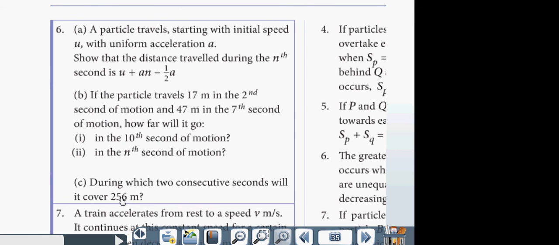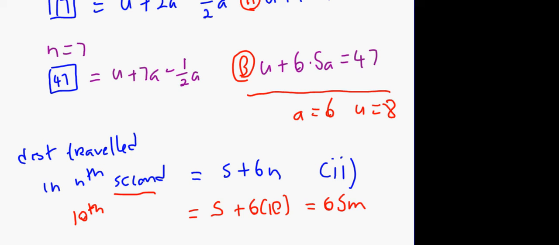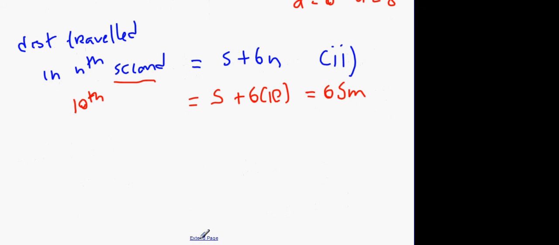Okay. Finally, the last part of this question says, during which 2 consecutive seconds will it cover 256 meters? Okay? So, what we know is it has to travel for 2 full seconds, doesn't it? We don't know which 2 full seconds it is. So let's start off with the general term, okay? The general term is this, lads. The general term is S of n is how much it travelled in 1 random second that we don't know about. And if we were to put S of n minus 1, yeah? That's how much it travelled in the second before that, yeah?